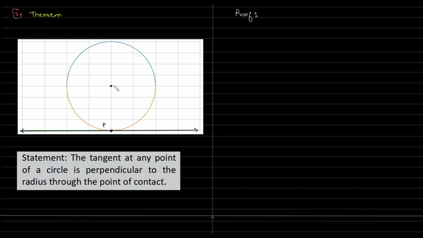This is the center. So from the center, if I draw a line, that's the radius, right? OP is the radius. What they're telling is, if I call this XY, the angle between OP and XY has to be 90 degrees and nothing else. This is the whole theorem.